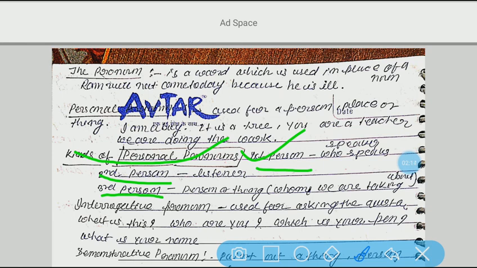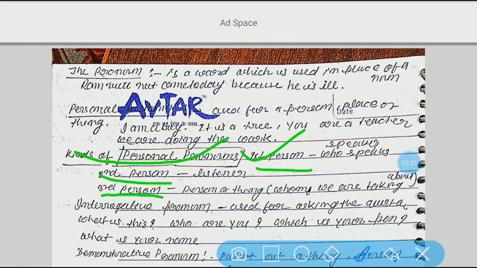Suppose that right now I am speaking. So who is the first person? I. And who is listening to me? You all are listening to me. So you are the second person. Come to the third person: the person or thing whom we are talking about.